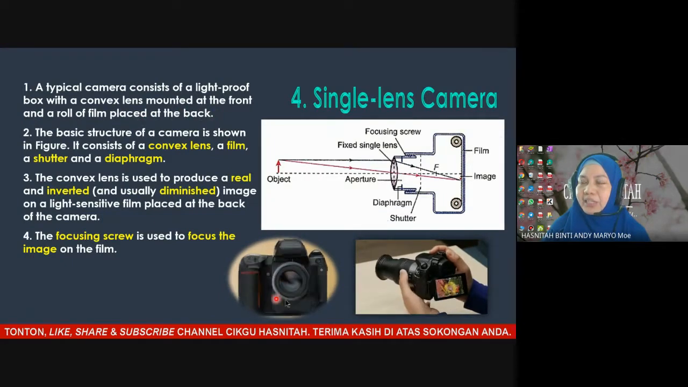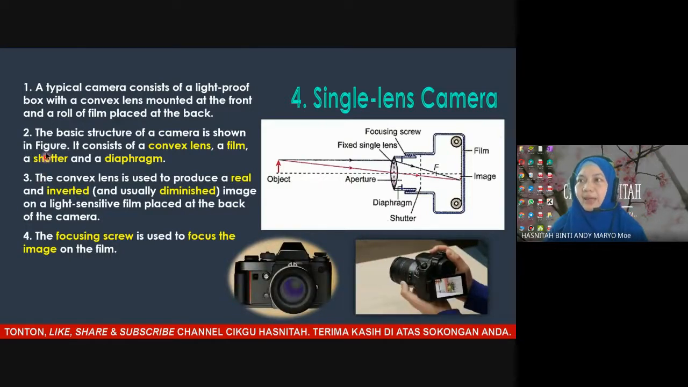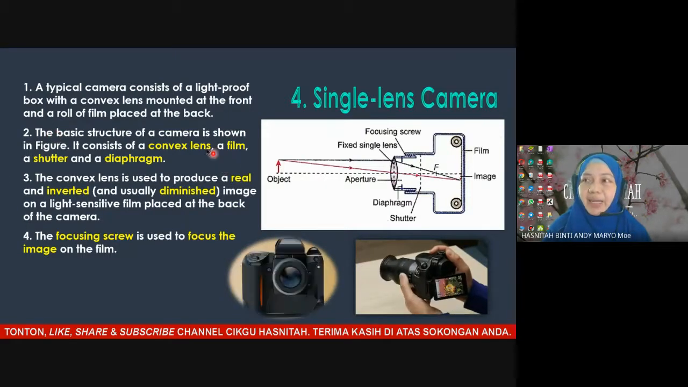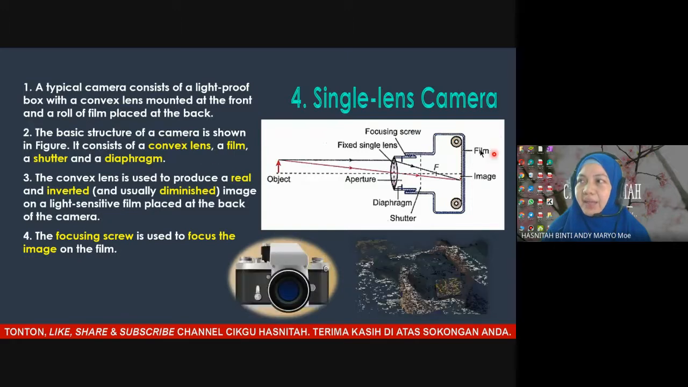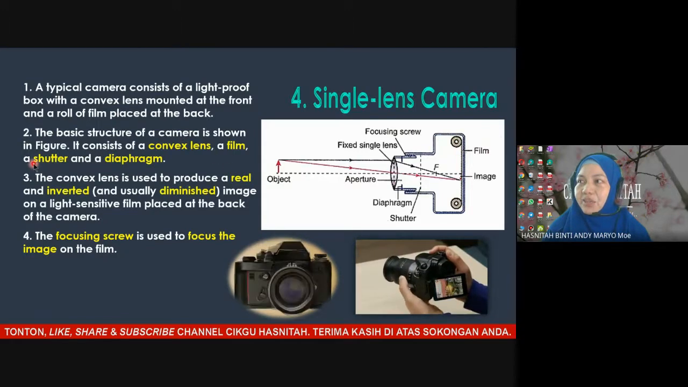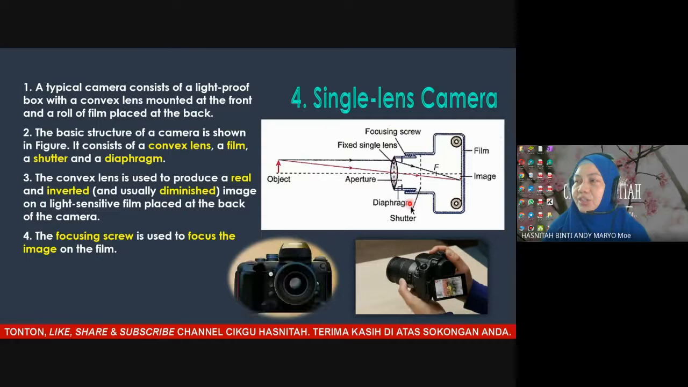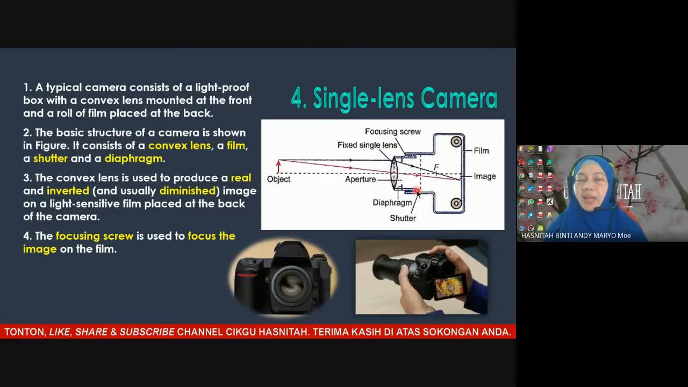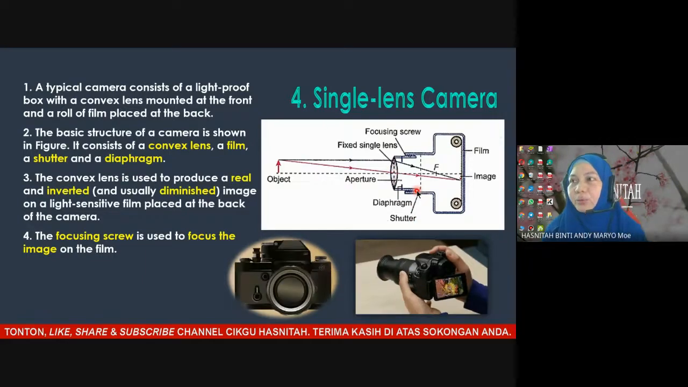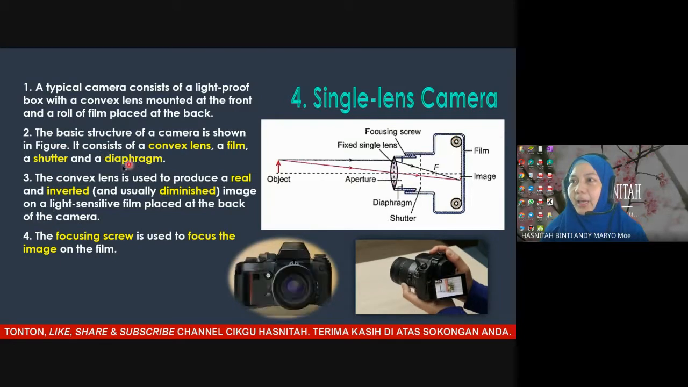So this is the structure of the old school camera. Okay, so this is the basic structure. It has a convex lens, it has a film back here, a shutter. So this is the shutter. The shutter is to adjust the entering of light into the camera. Okay, and then the diaphragm.